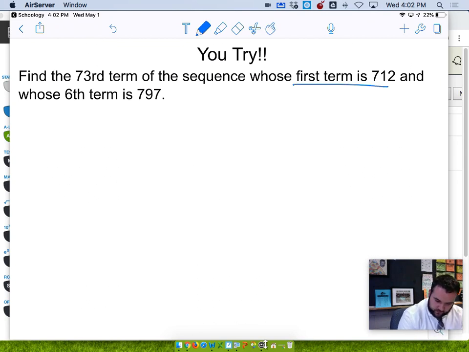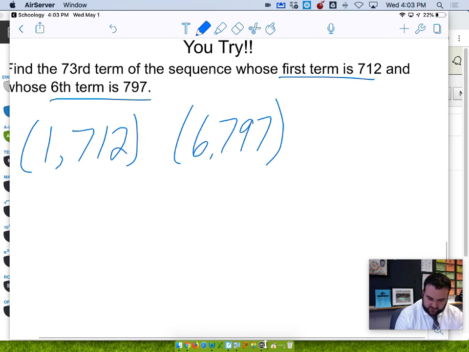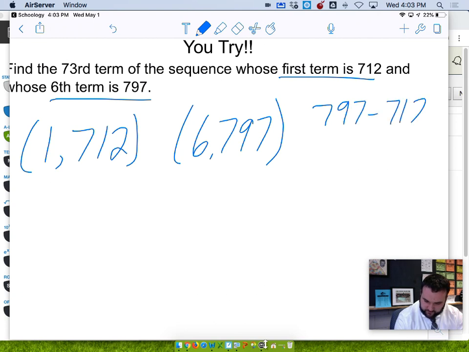First term is 712, and sixth term is 797. So first term is 712. The sixth term is 797. So again, going to set up essentially what equates to a slope equation. 797 minus 712 divided by 6 minus 1.